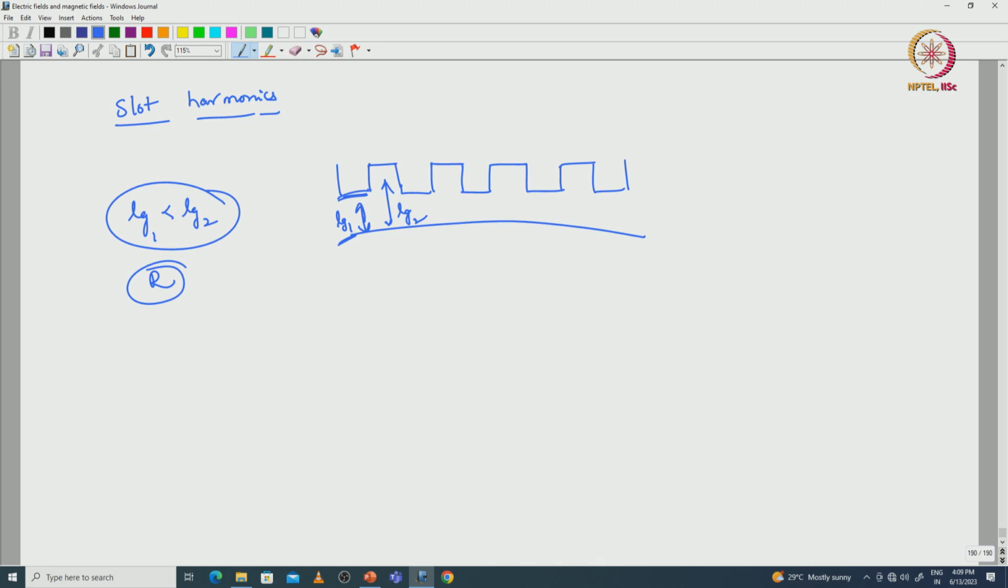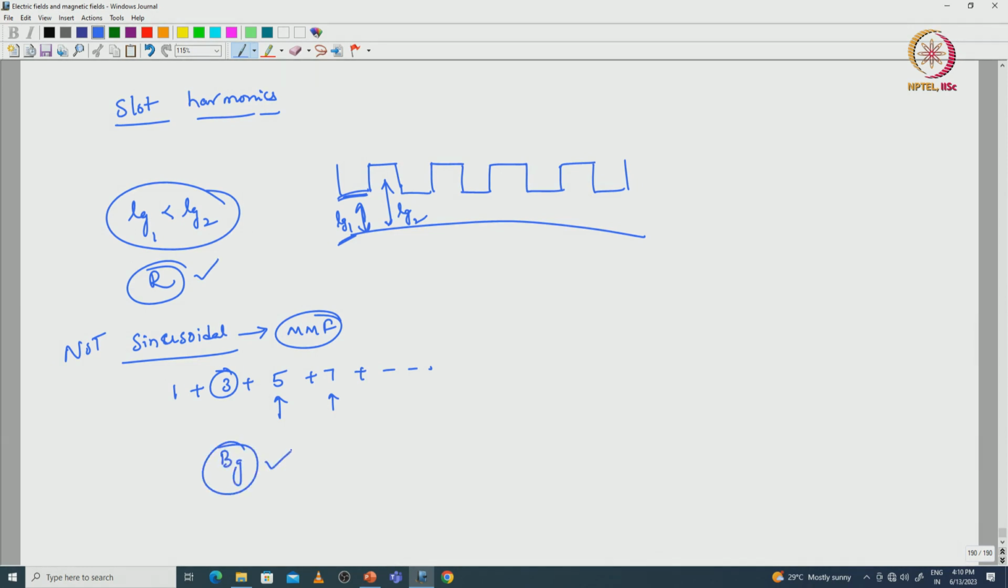Since the MMF we are applying is not sinusoidal, it consists of fundamental, third harmonic, fifth harmonic, seventh harmonic, okay, all types of odd harmonics will be there, and third harmonic will not exist in a 3-phase system. So, the dominant harmonics will come, fifth, seventh and other harmonics also will come into the picture. And because of this reluctance variation in the air gap, flux density waveform, this slot harmonics also will reflect.